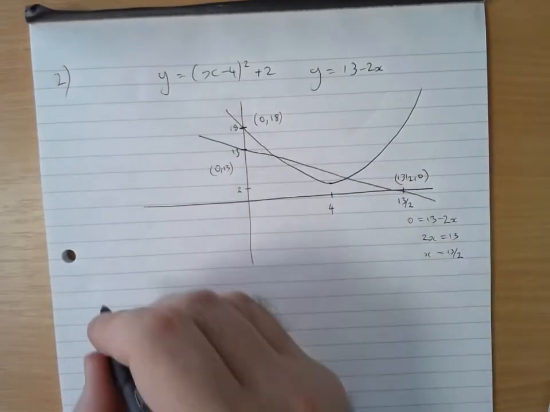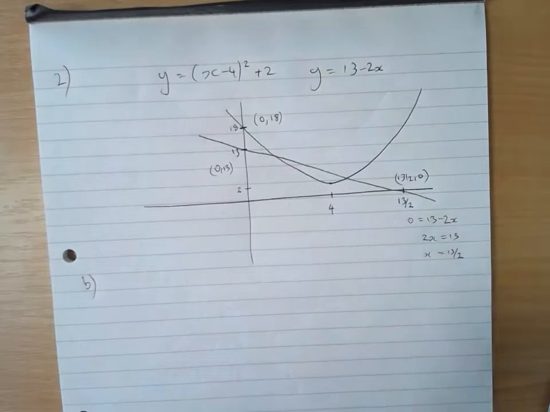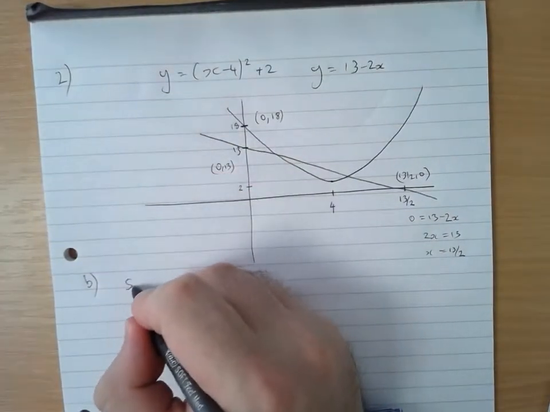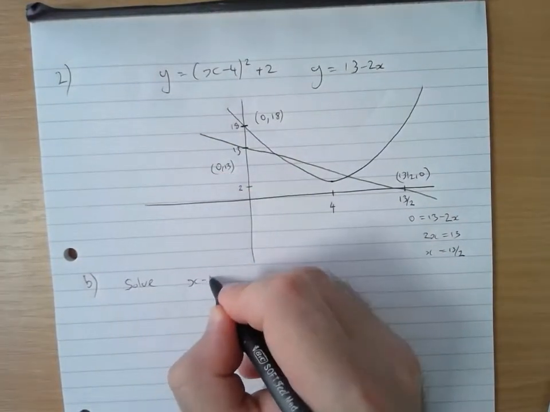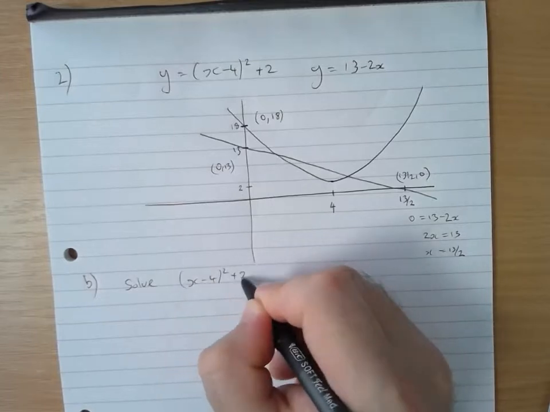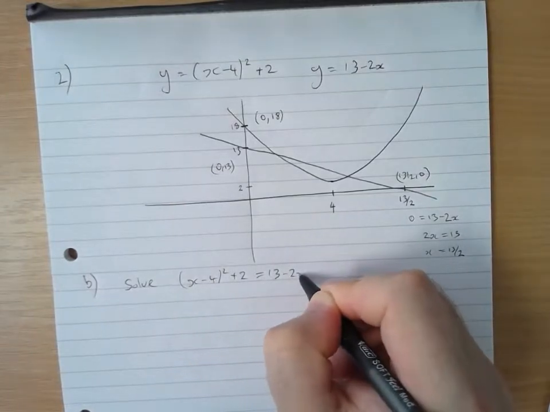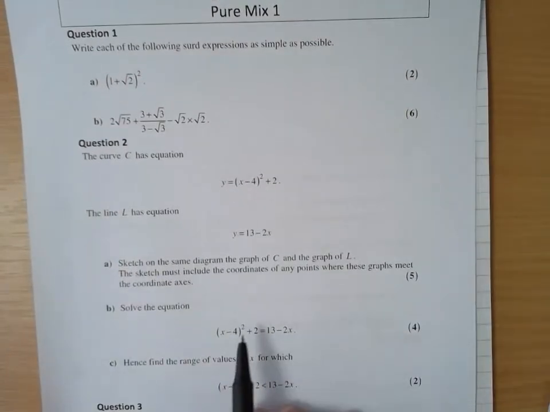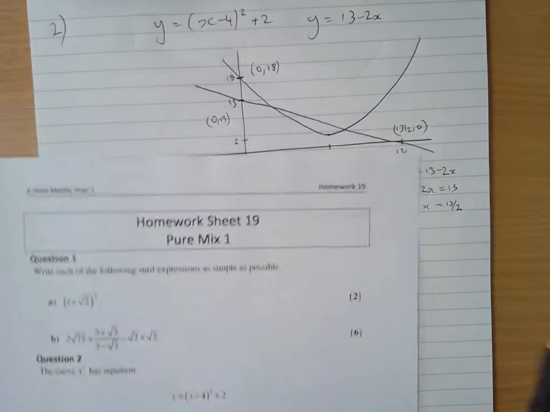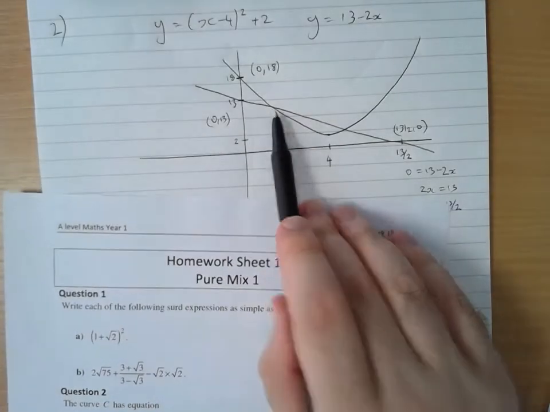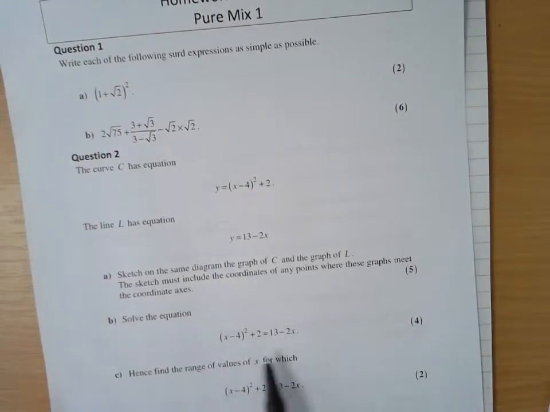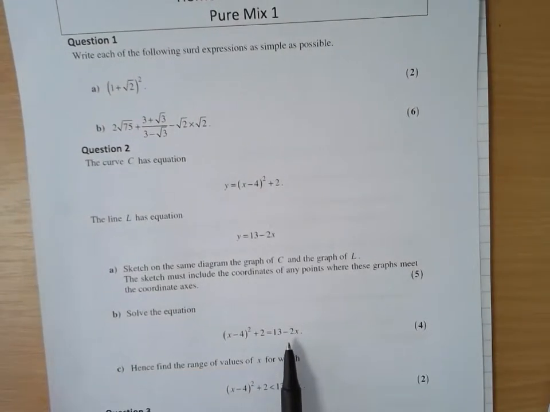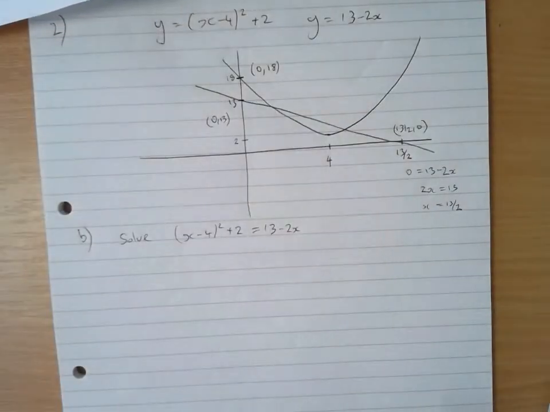For part B, we're asked to connect these two things up. So we're asked to solve x minus 4 squared plus 2 equals 13 minus 2x. You'll notice if I bring back the sheet that we're only asked to solve. If we solve, we're going to get this point of intersection and this point of intersection, but nowhere in here does it specify we're asked to find the coordinates of the points of intersection. So we only need to find x from this. We don't need to put it back and get y.